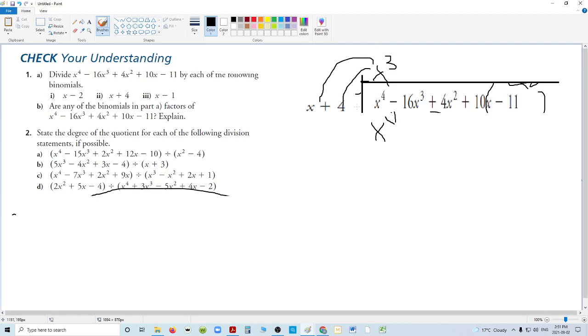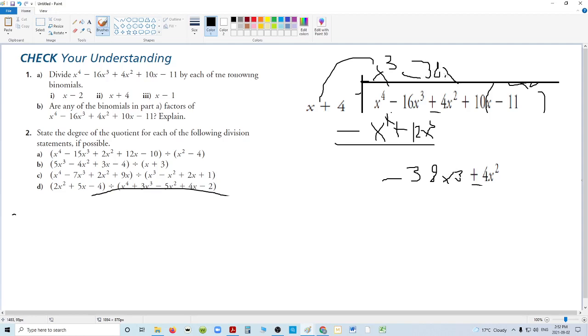And then when I multiply it by the 4, I get plus 12x cubed. Then when I subtract it, I'm left with minus 38x cubed. Now I have to bring down the next number. And I have to ask myself, what do I have to multiply x by to get minus 38x cubed? Well, minus 38x squared.